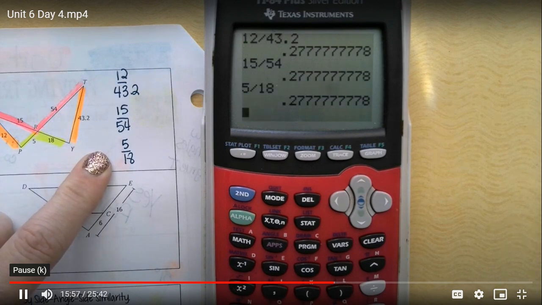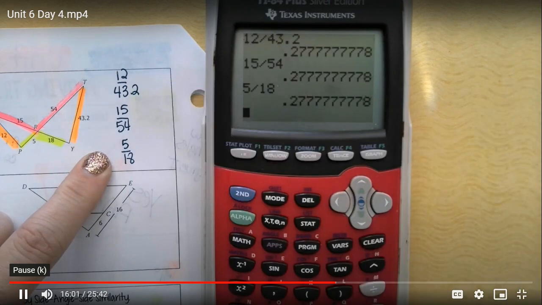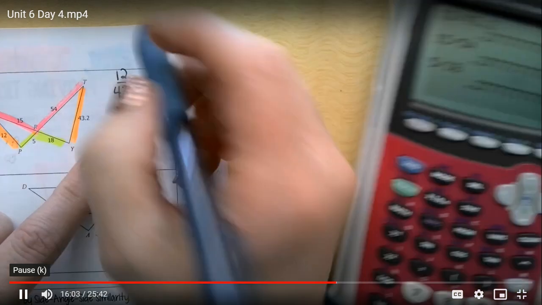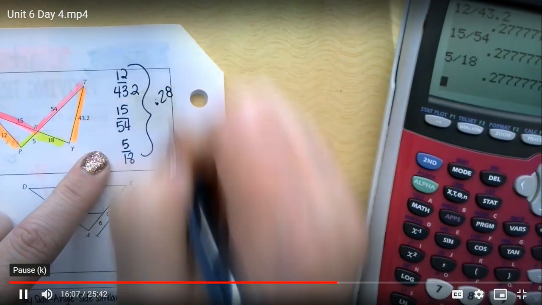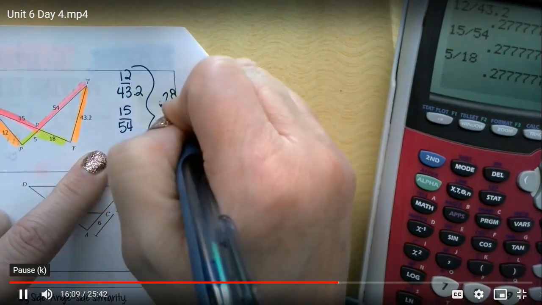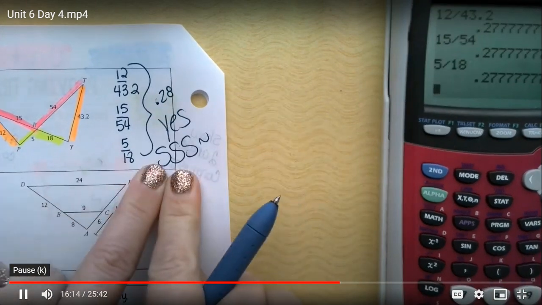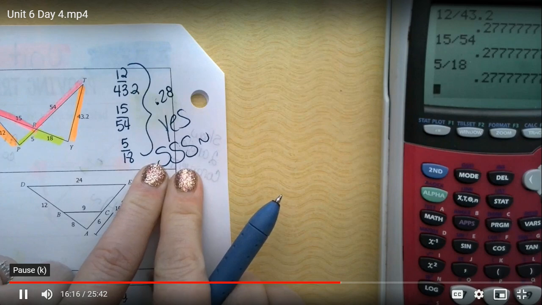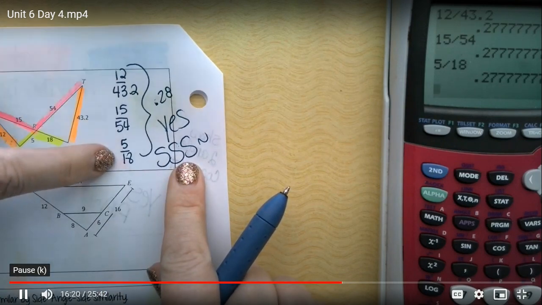Okay, and if you have this calculator, remember, you just have to remember your answer. Write down the first one and see if they all match. So these all are 0.28. Okay, so that would be yes by side, side, side. Now you do have to put this because the problems are going to be mixed up. So you got to tell me what method you used. That was a side, side, side.